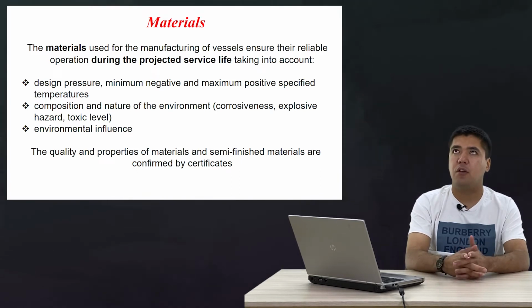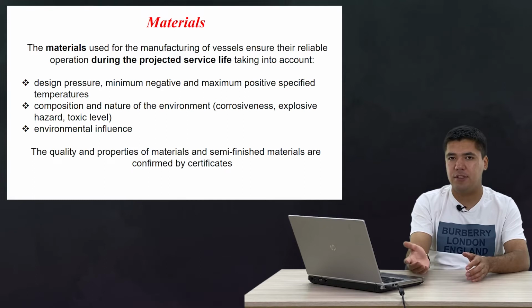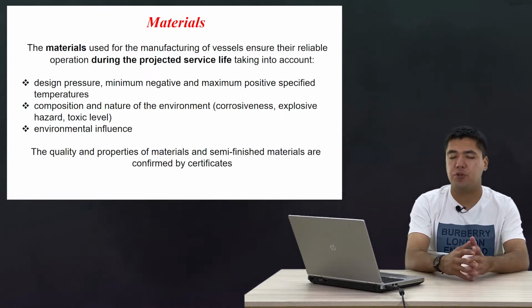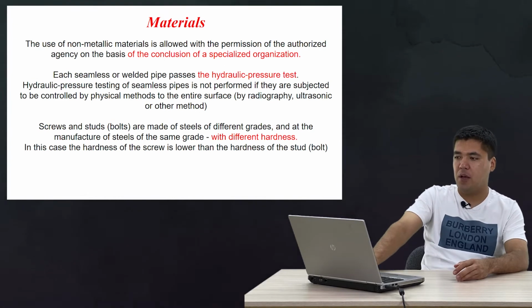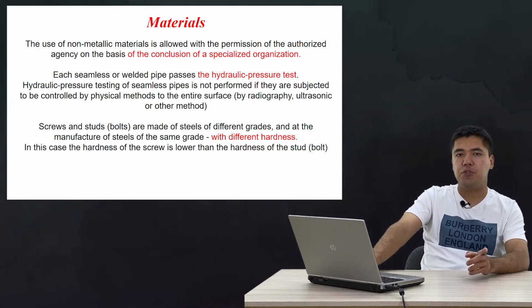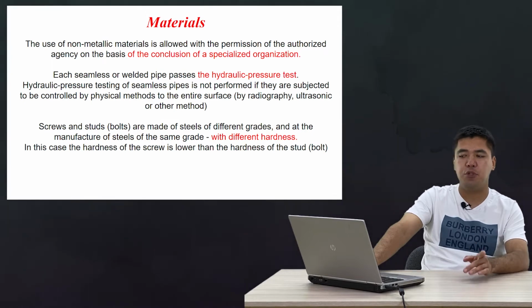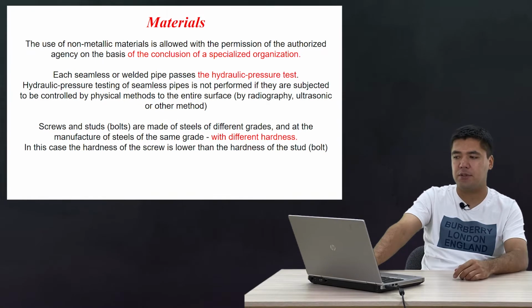And as I know, currently there are over 1,500 different alloys that are used to prepare details of pressurized vessels and equipment. And the next one: the use of non-metallic materials is allowed with the permission of the authorized agency on the basis of the conclusion of specialized organizations.